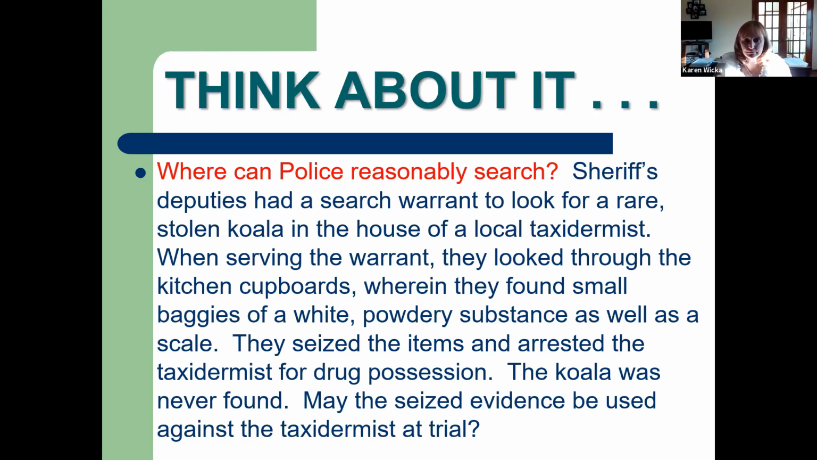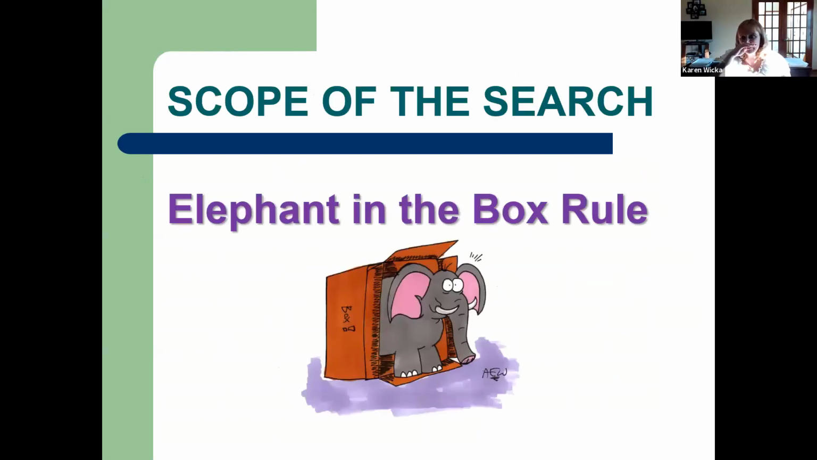So one of the rules that we use for when executing a warrant is figuring out where exactly the search can occur. And we use this rule called the elephant in the box rule. The elephant in the box rule says you can only look in places where the item is reasonably likely to be found. So if you're looking for an elephant, you're not looking in a small box, right? A big elephant's never going to fit in a small box.